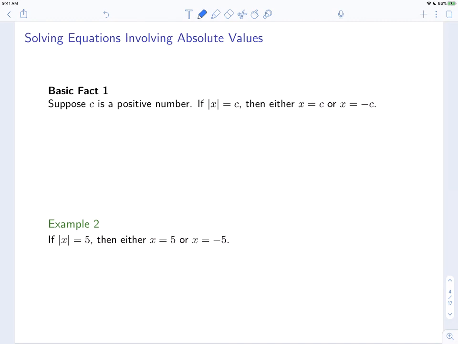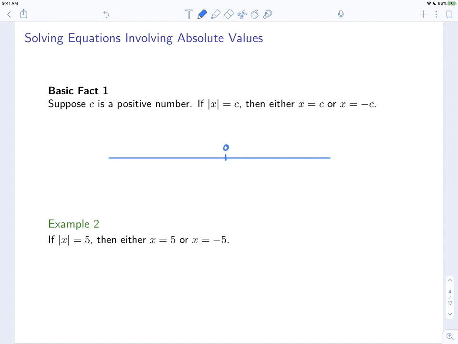One thing that we want to be able to do is solve equations involving absolute values. And for that we rely on this basic fact, which we've called basic fact 1 here. Suppose that c is a positive number. If the absolute value of x is equal to c, then that means x is either equal to c or the opposite of c. So if we were to draw a number line here, like so, and let's put 0 on this number line.